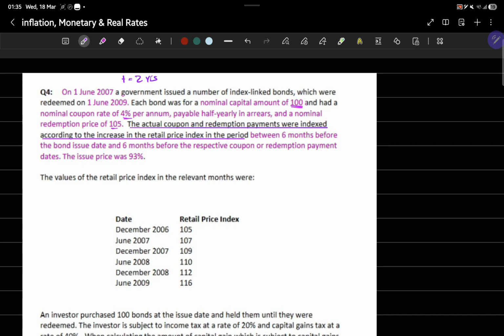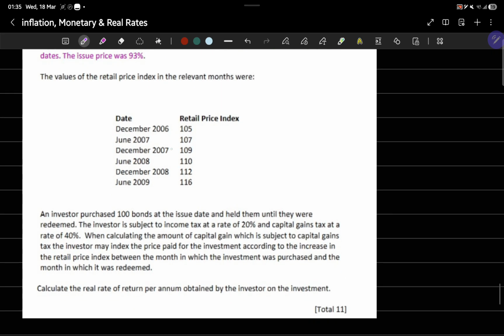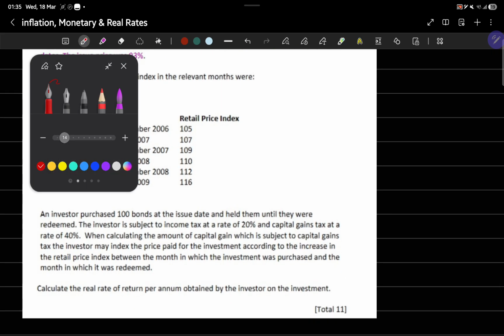But the good news is we can use the RPI to inflate these amounts to certain times, using the indices to get the monetary cash flow. This is what I was talking about: the nominal cash flow has no real value. We don't have a sense of what it's actually worth, but we can get what it's actually worth by first turning it into a monetary cash flow using the RPI and then changing it into a real cash flow. And then we're given the retail price index for different dates.